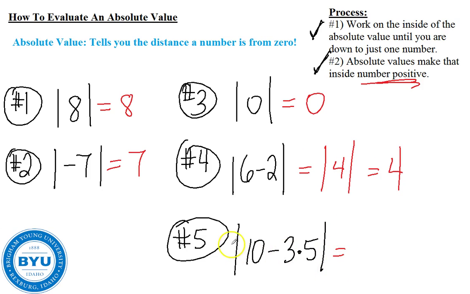Okay, on this one here, we have the absolute value of 10 minus 3 times 5. Ooh, so we're going to have to do a little math here. We're going to follow order of operations. I'm going to multiply first. So I do the 3 times the 5. I have 10 minus 15. And 10 minus 15 is -5. And so the absolute value of -5, absolute value always makes things positive. And so the answer would be 5.